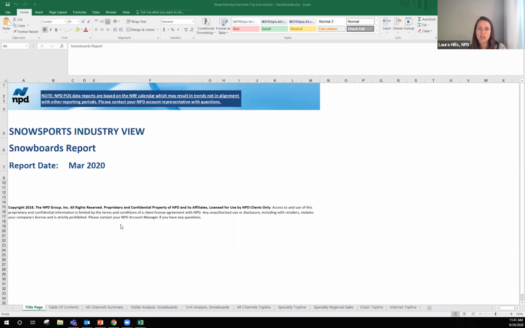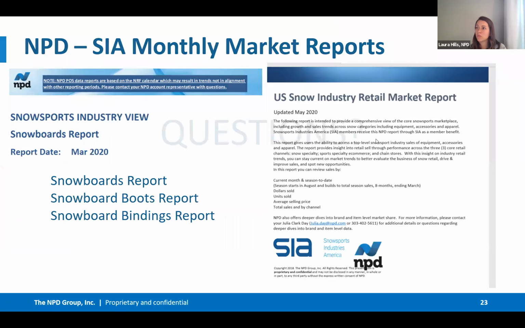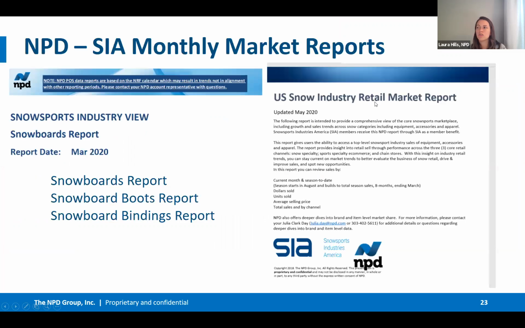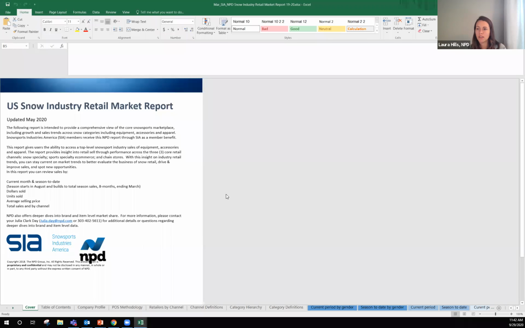And then I'm going to also take you to this report on the right. It is the Snow Industry Retail Market Report. So this is a little bit more overarching. When I look at this report with you, the cover page is going to give you the date that the report was actually produced as opposed to the data month. So this says updated May 2020. It is inclusive of data through March, similar to the previous report that I just showed you.